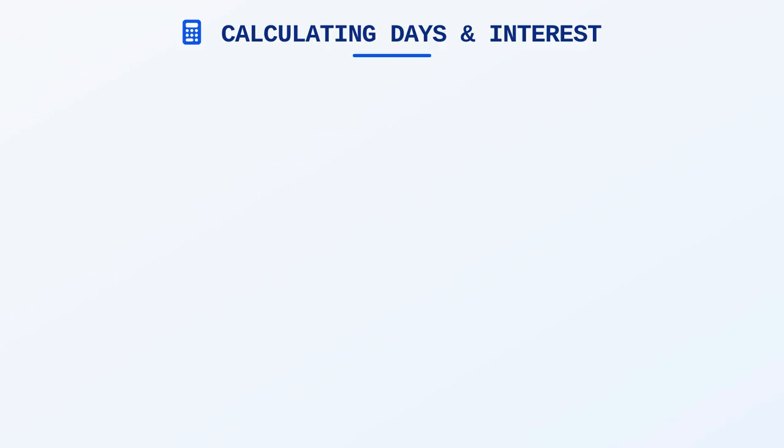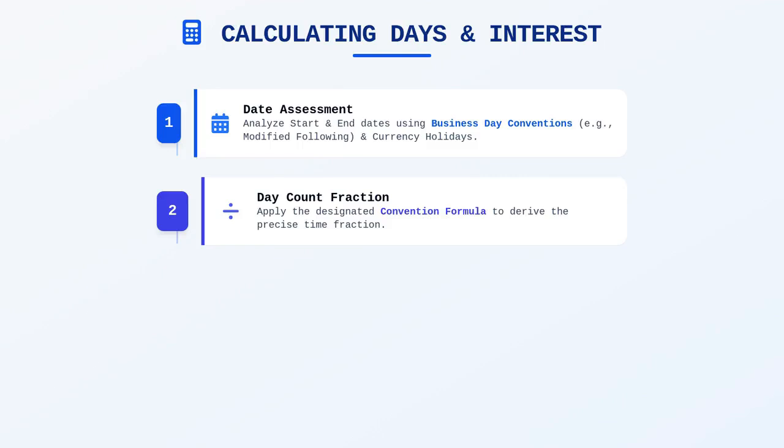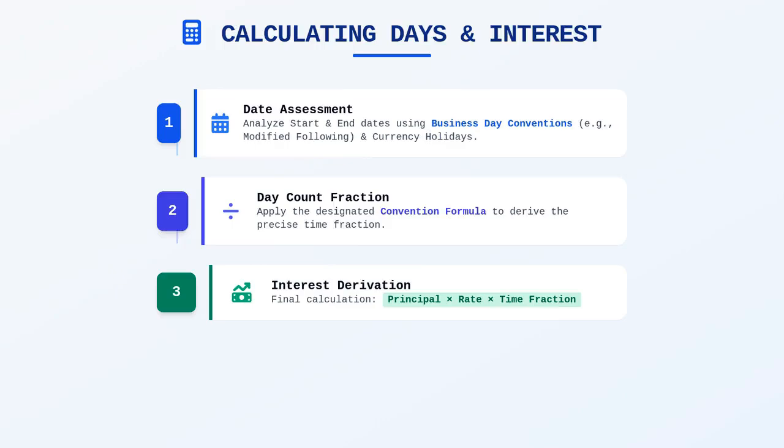Calculating the precise number of days between two arbitrary dates requires a disciplined approach, especially when crossing maturity dates or varying currency holidays. You must assess the start date and the end date according to the specific business day convention associated with the currency, such as the modified following business day convention. Once the payment dates are finalized, the day count fraction is calculated based on the designated convention, and the interest is derived by multiplying the principal by the rate and the time fraction.